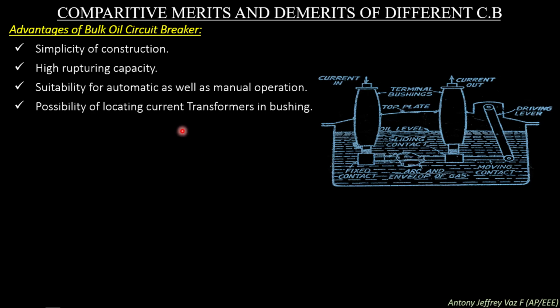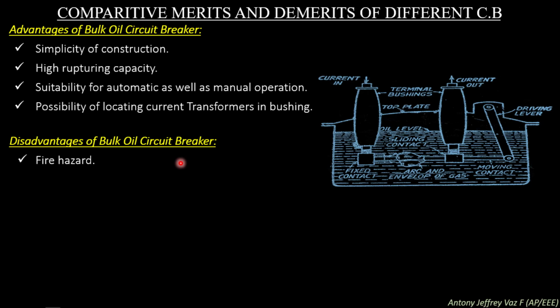The possibility of locating current transformer in the bushing. So this is the bushing of the oil breaker. Here you can mount the current transformer at the top of the bushing itself. Some disadvantages of bulk oil circuit breakers are fire hazard. Since oil is used, oil is inflammable, so bulk oil circuit breakers have a fire hazard. Explosion hazard.